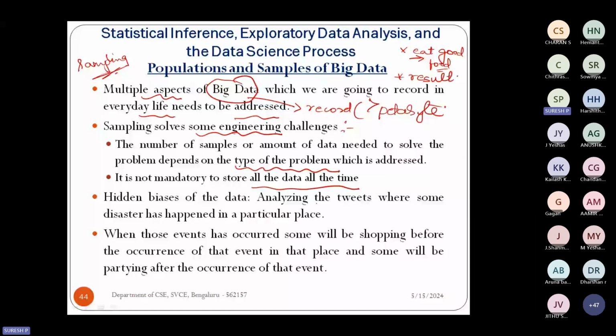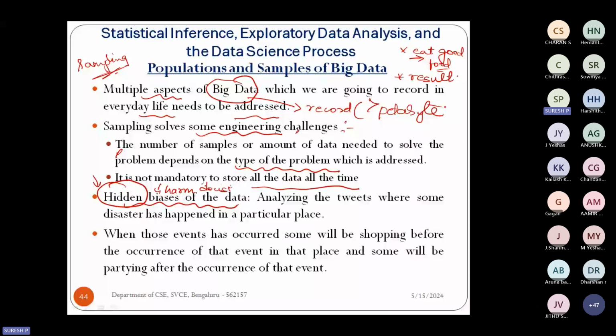So how are we going to use it? You have to remove the hidden biases of the data. You are going to have some biases in that data. Biases will affect your proper output. Biases are going to harm the output, harm the decision making analysis, or the decisions which are analyzed.